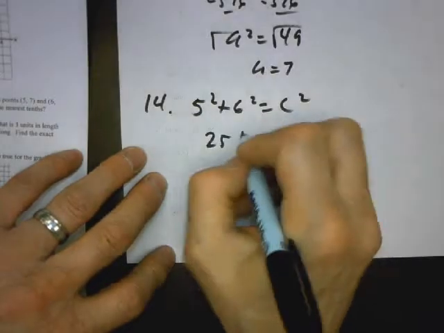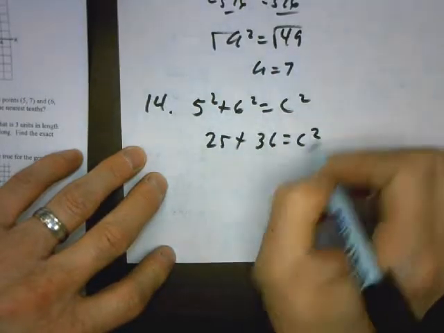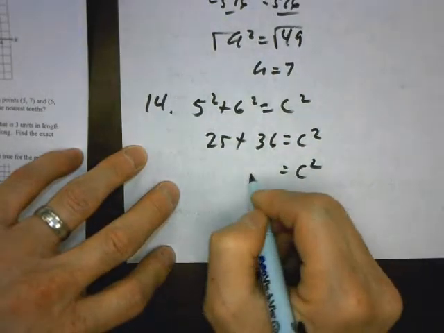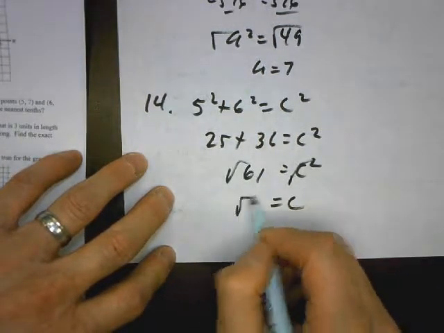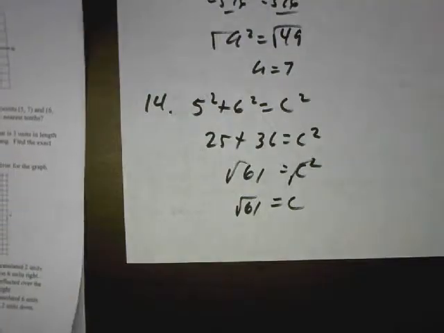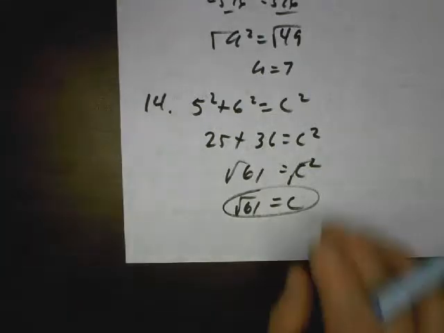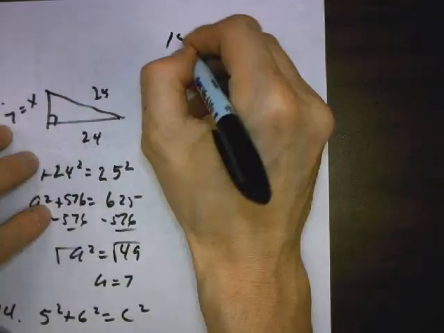So I simplify 5 times 5, 6 times 6. Add these two together, and I'm going to get 61. Take the square root of both sides. If they want exact answer, it's going to be rad 61. Now that's not a perfect square, so you're done. If they want exact answer. Alright, moving right along. Number 15.